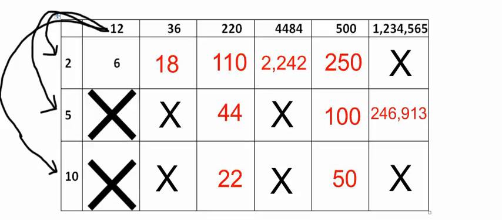2 goes into 36 18 times. 2 goes into 220 110 times. 2 goes into 4,484 2,242 times. 2 is divisible, goes into 500 250 times. And 2 does not go into 1,234,565, so therefore I put the X. So please check your answers for the rest of the problems.